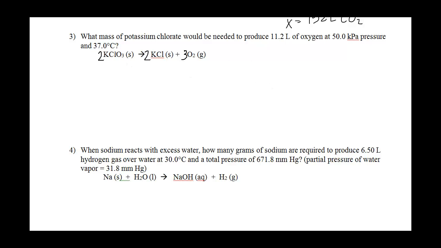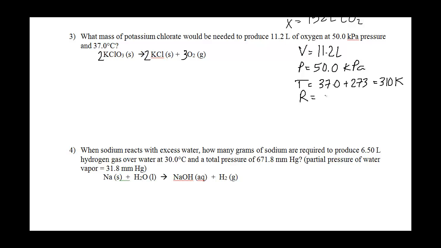Okay, if I read this, what mass of potassium chlorate, that's a solid, would be needed to produce 11.2 liters of oxygen? So what do I know? I have a volume of oxygen. What else do I have? I have a pressure, in kPa. I have a temperature, which is 37 degrees plus 273, that's 310 Kelvin. What else do I know? Well, I know an R because it's kPa, 8.31.